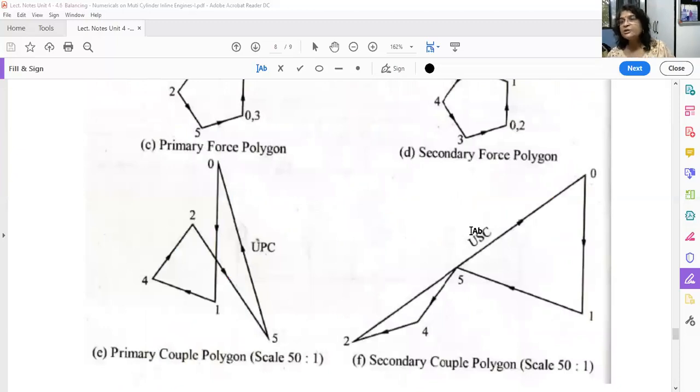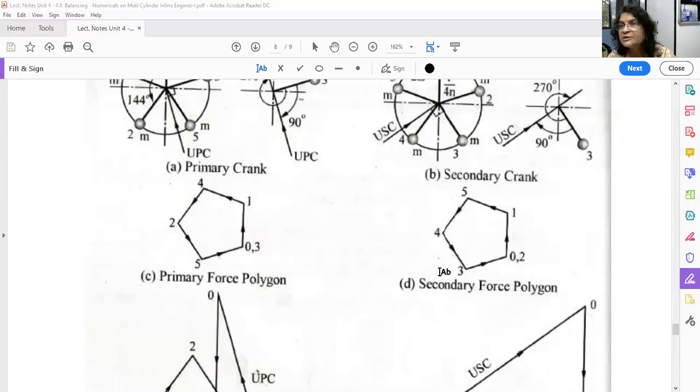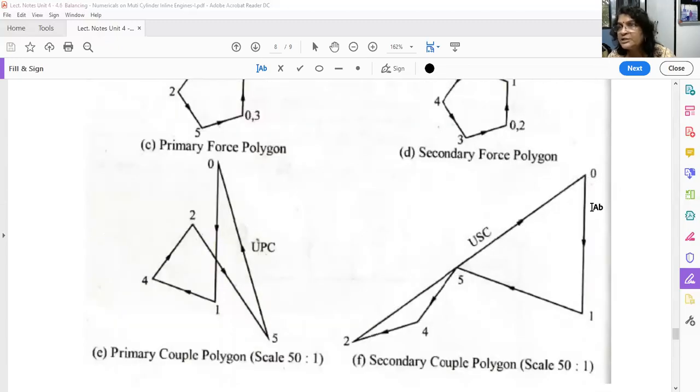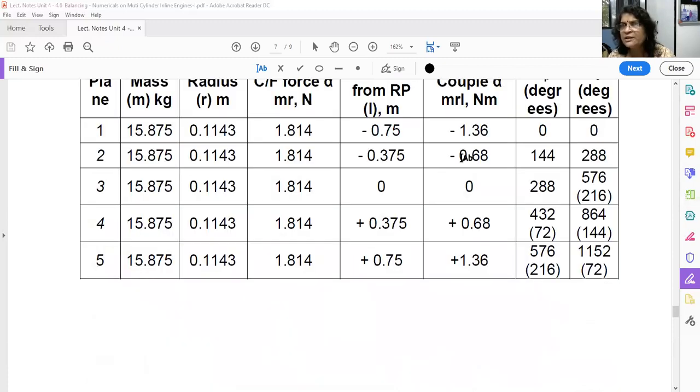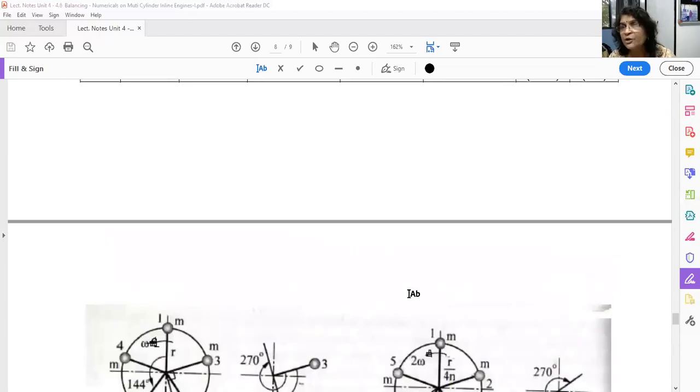Understood? Now let us draw the secondary couple polygon. You have to consider this secondary crank diagram. Now 1 and 2 are negative. So what is the direction of 1? Downward, not upward. What is the direction of 2? Not in this direction, but negative means in this direction. So let us start from O. Now 1 is negative, so we are drawing it downward. What's the magnitude? You can take the same magnitude, same scale as the primary couple polygon. Only these directions will be different.